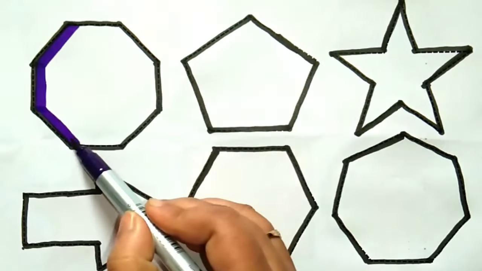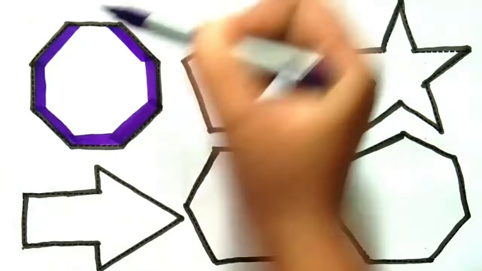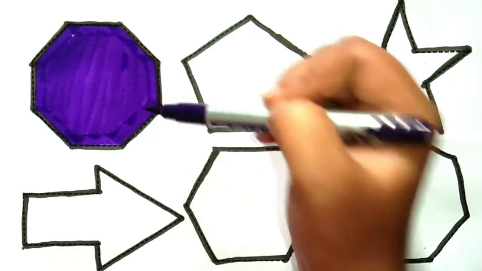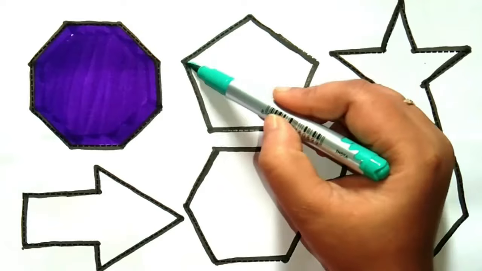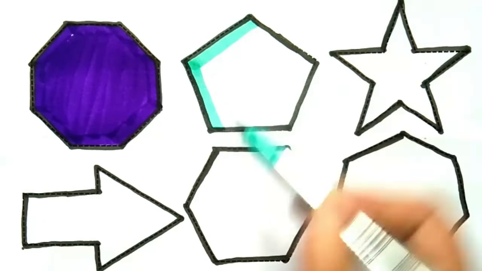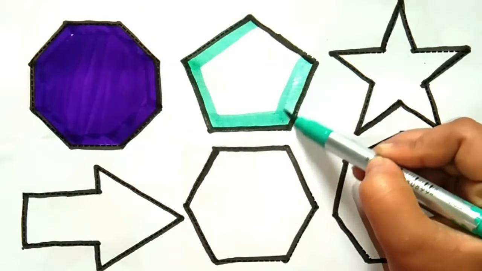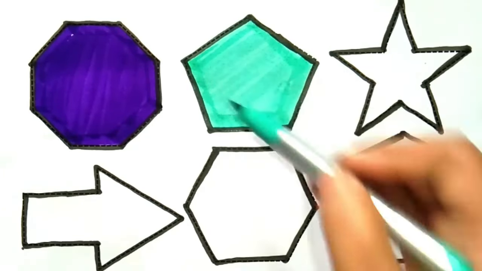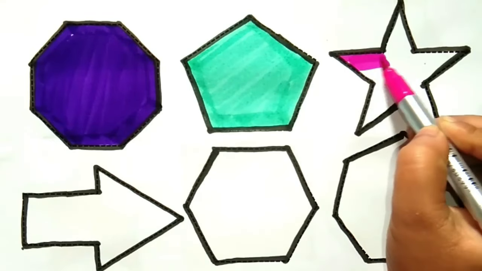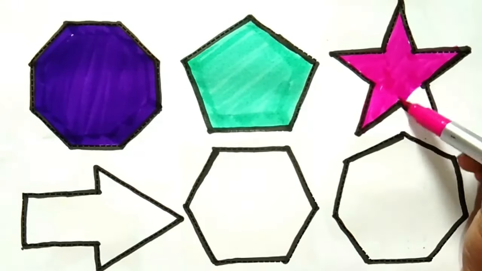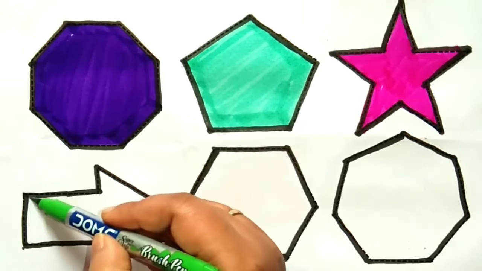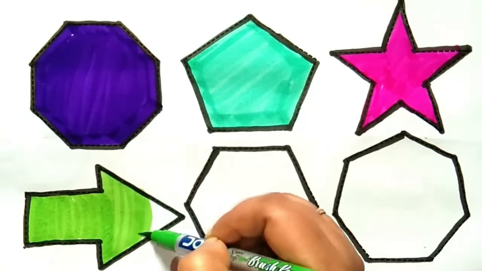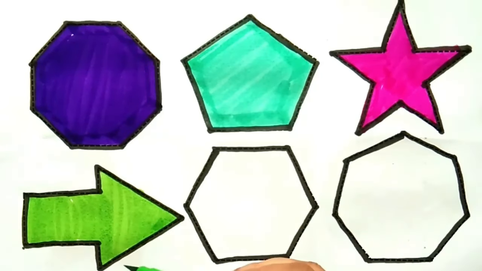And this is octagon. This is purple color and this is octagon. See green color. And this is pentagon. This is see green color and this is pentagon. This is pink color. This is star. This is light green color. And this is right arrow.